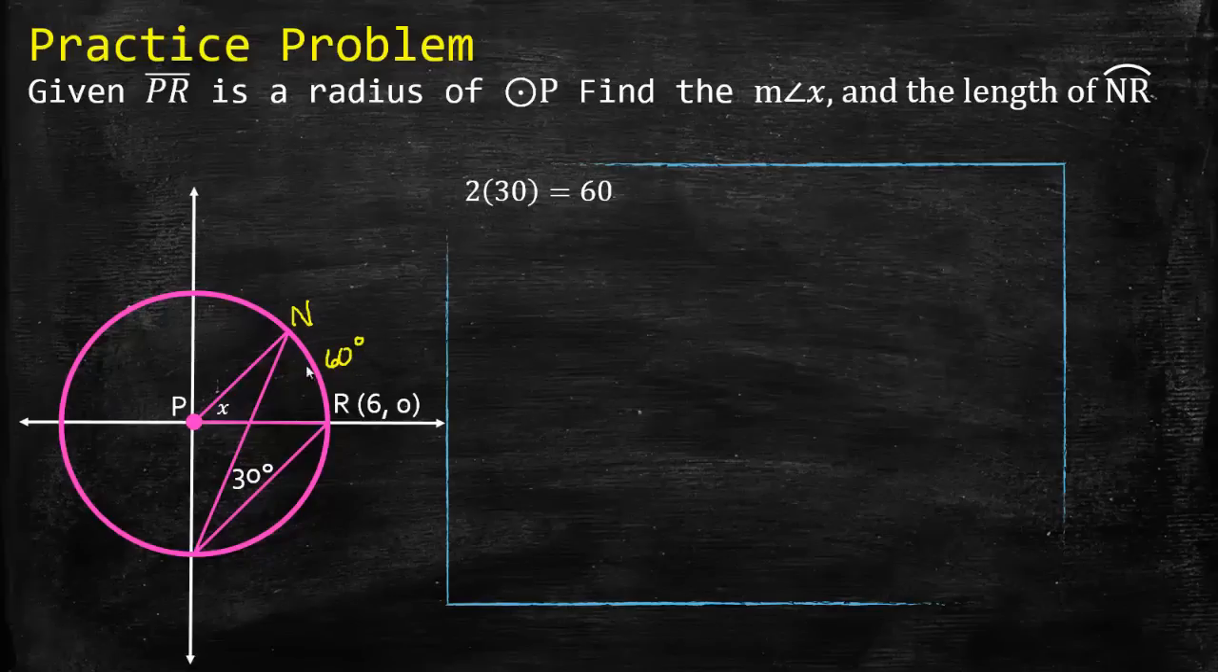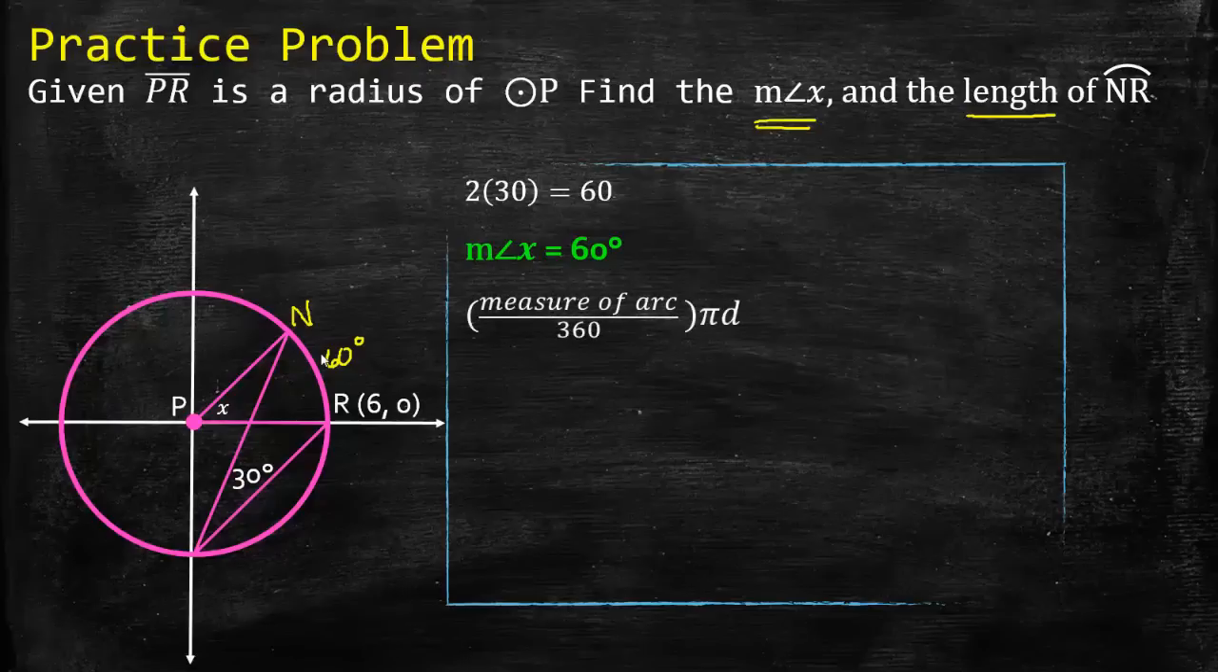So if this is 60 degrees, remember this is formed by two radii here, that means that this is equal to that. So the measure of angle X is also 60 degrees. Now remember, that answers this question, but we're asking for the length of NR. Okay, not the measure. The measure we needed to find. Now we're asking for the length.